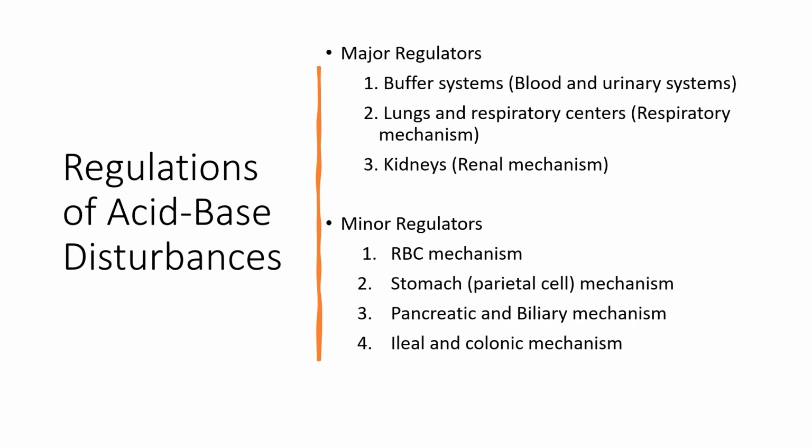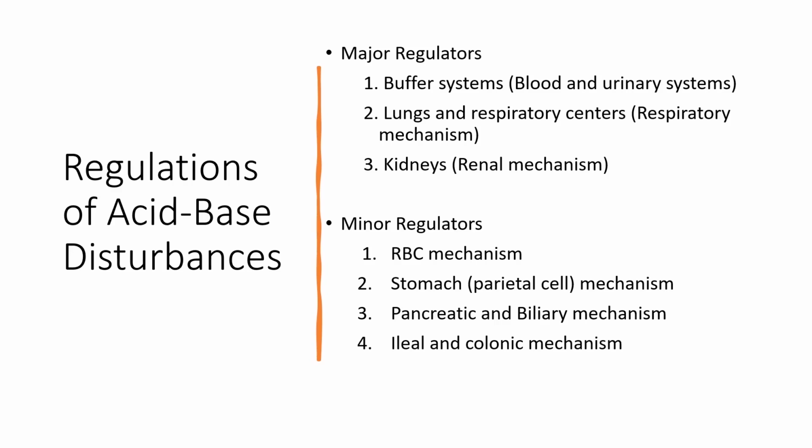The major regulators are big, they are more extensive, and they can be found in almost all the different parts of the body. They include the buffer system, the lung and respiratory system, and the renal or kidney mechanism system. Now, these three systems are called the major regulators because they contribute a large chunk of the regulation of acid-base balance. Now, the minor regulators are not as extensive as the major regulators.